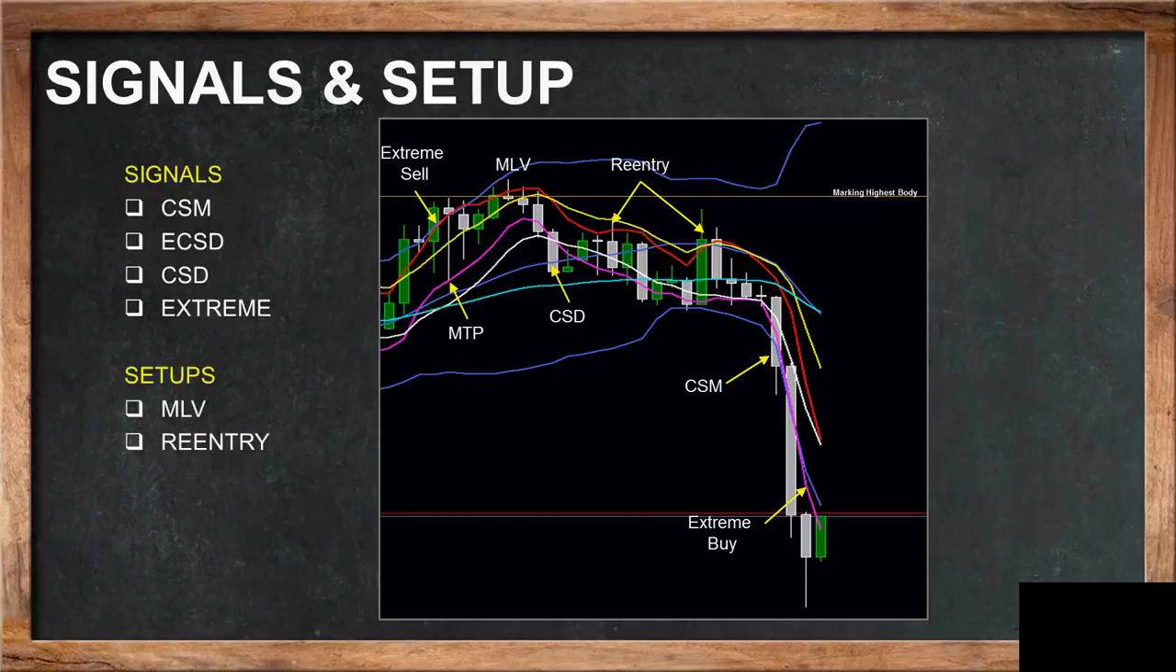MLB is also known as MHV, market long volume in Malay. So you really need to understand how this concept works.